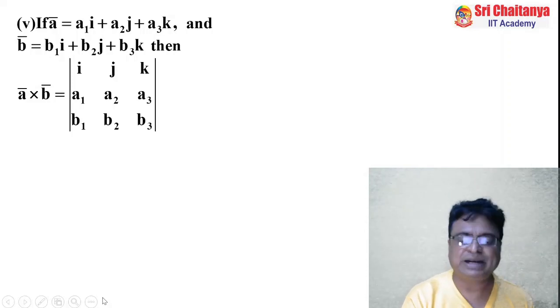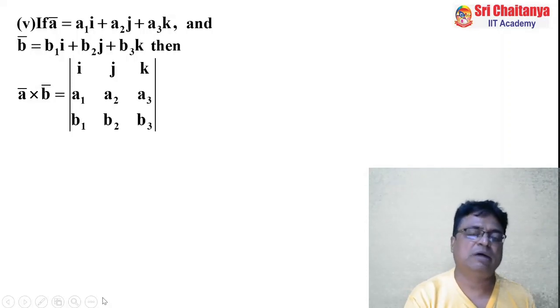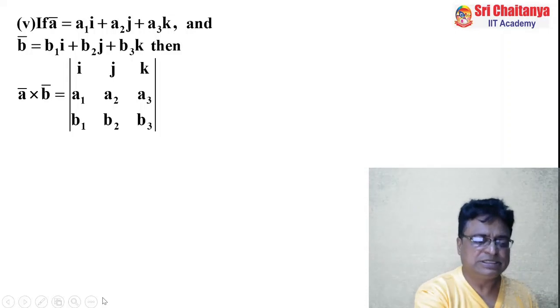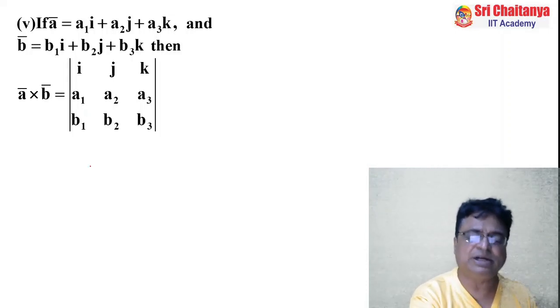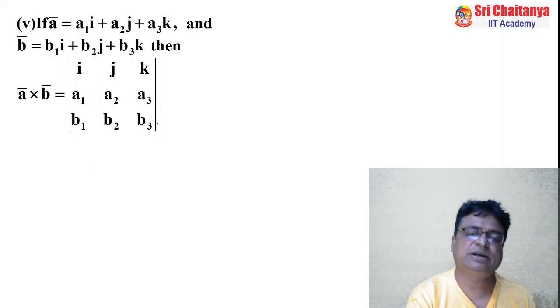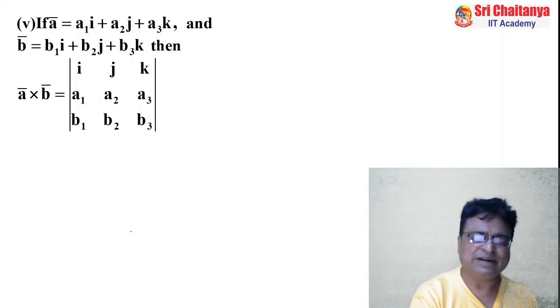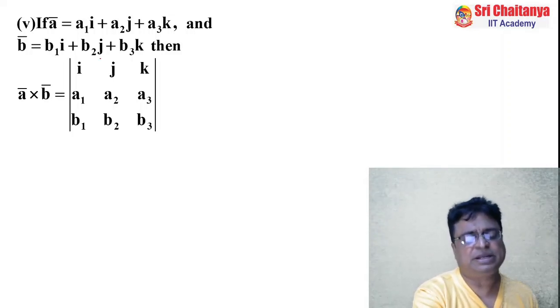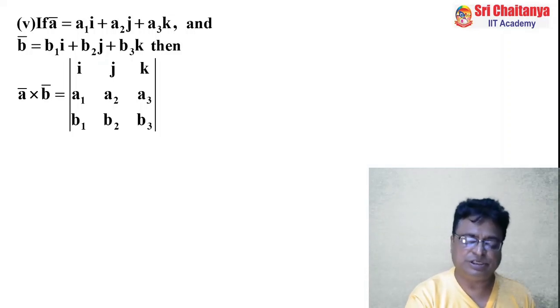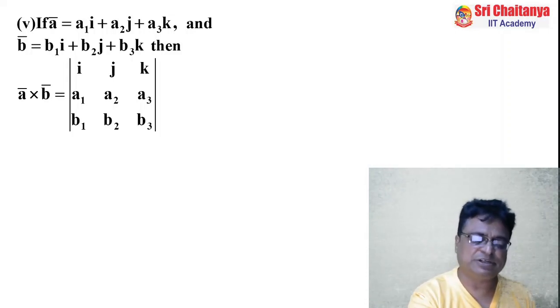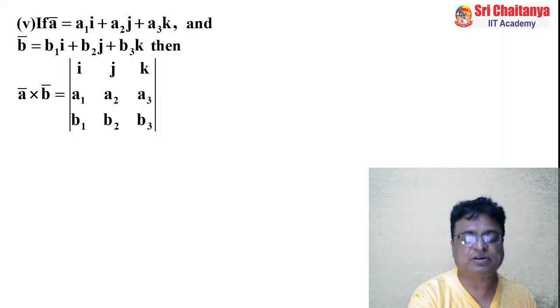And how can we practically find a bar cross b bar? Suppose a bar equals a1 i plus a2 j plus a3 k and b bar equals b1 i plus b2 j plus b3 k. Then a bar cross b bar is equal to the determinant of i j k. Write the coefficients of i j k of the first vector and the coefficients of i j k of the second vector, and expand it. You can get the result directly by taking the expansion itself. Thereby you can use i cross i equal to 0, j cross j equal to 0, and i cross j equal to k, like that. After simplification, you will get the same expansion of the determinant.